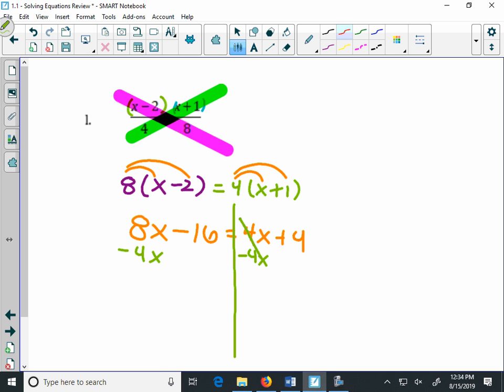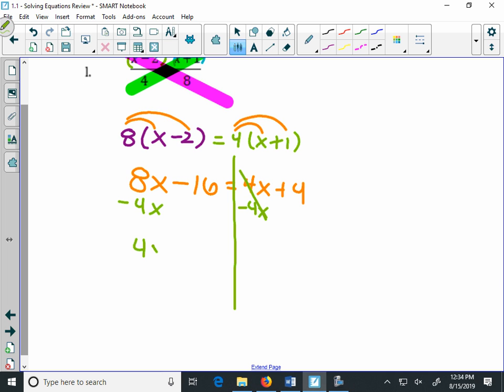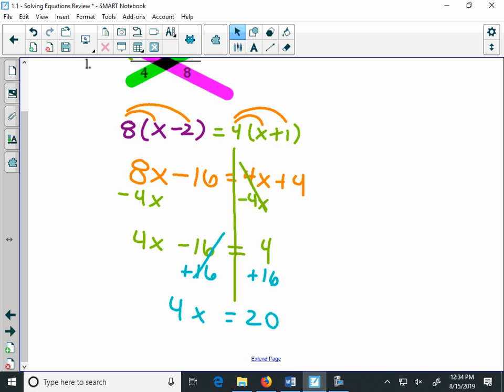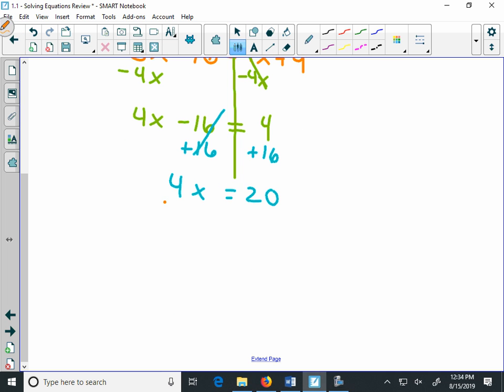We get 4x minus 16 equals 4. And now your two-step equation. What do we do with the 16? Add it to the 4. Got it. So 4x equals 20, and then to get x by itself, divide by 4. So x is equal to what?